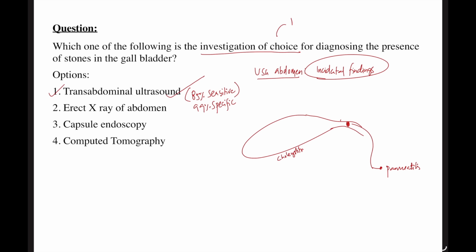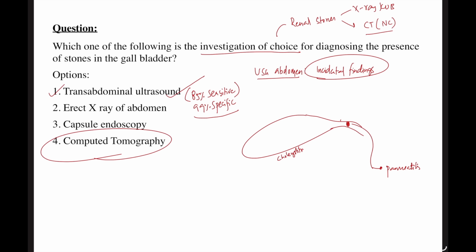Okay, for renal stones, we can go for X-ray KUB, but the investigation of choice is CT, non-contrast CT. It is the best way. Even tiny stones can be identified here, but here 99% specific is transabdominal ultrasound.